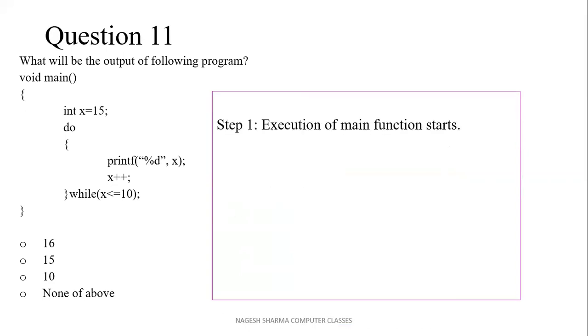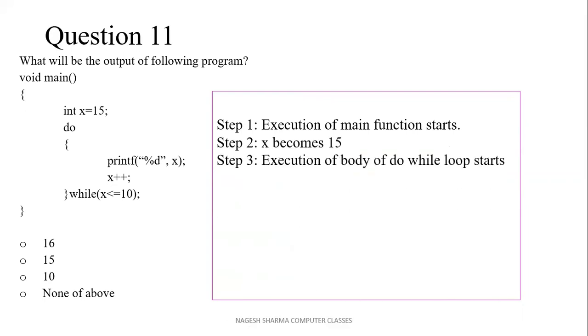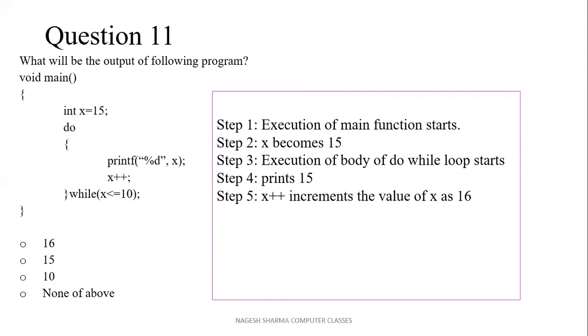So what are the steps? Steps: execution of main function starts. Second, x becomes 15. Execution of body of do while loop starts. It will print value of x, that is 15. The x++ statement will increment the value of x by 1, so it will become 16.